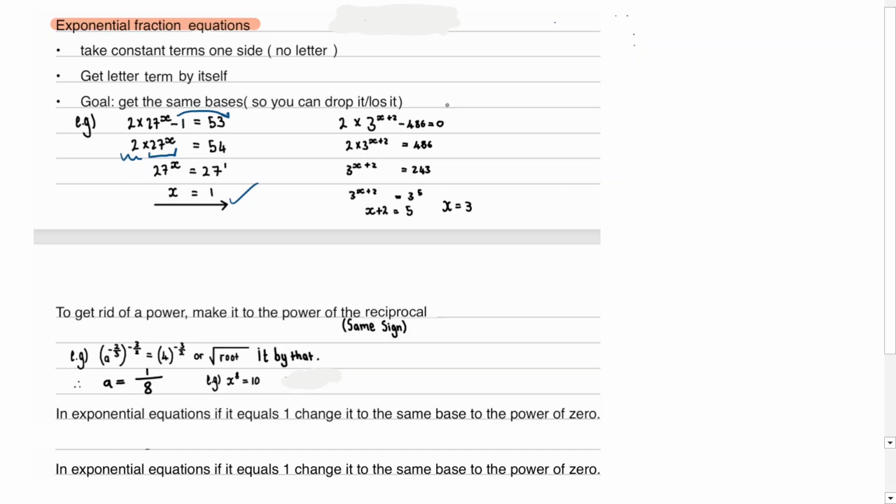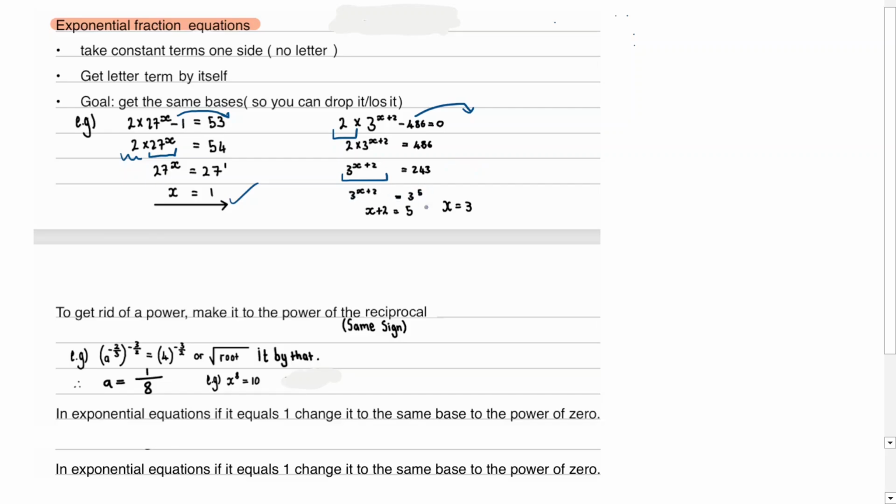In this example, I would take the 486 across first, then I would divide by 2 so that I've got just the base that has the variables on one side. Then if you know this is 3 to the 5, great, throw a party. If you don't, you can go 243 equals and then press shift fact and it will spit out 3 to the 5.